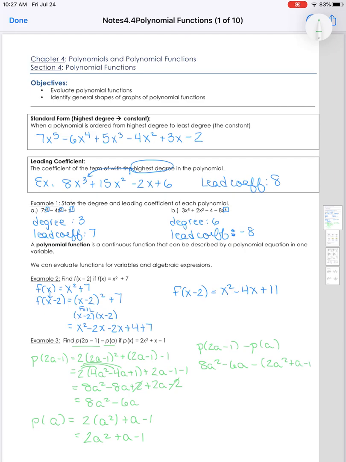So now I'm going to do the same thing with p of a. This one's a little bit easier. There isn't really much to do here. So I get 2a squared plus a minus 1.